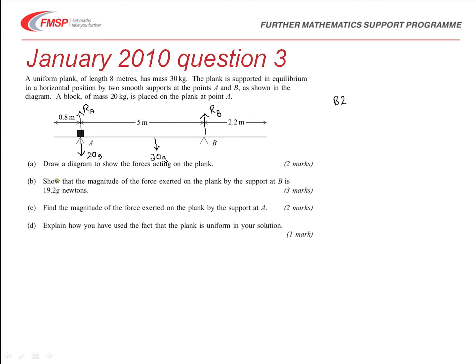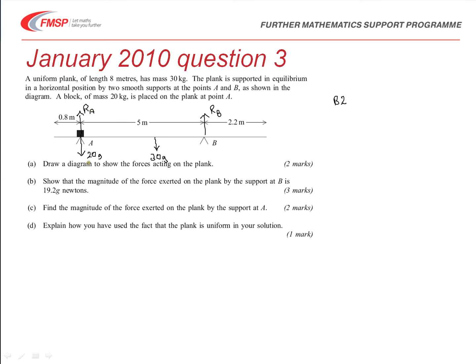Okay. Part B then says, show that the magnitude of the force exerted on the plank by the support at B is 19.2g. Okay, now we need to consider then how we would do this. There are 2 forces that we don't know, RA and RB.